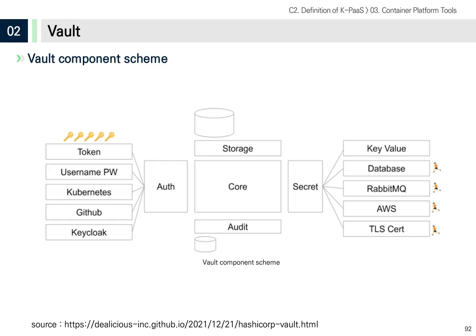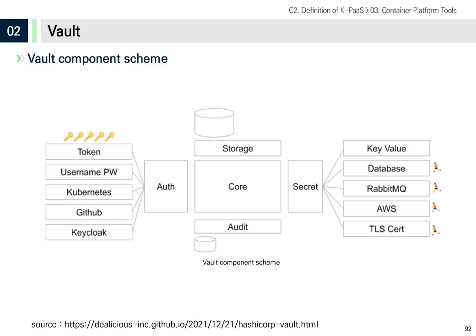First is auth, or authentication. As shown in the figure, you can authenticate in a variety of ways, from the most basic, username and password, to delegating authentication to a trusted third party, such as GitHub. The second is the core, which is where the encryption algorithm is implemented and routing for permissions takes place. The third is the secret. Secrets support a variety of services and can be as simple as a key, value, or as complex as a DB engine. The fourth is storage, which is needed to store tokens, policies, and configurations.